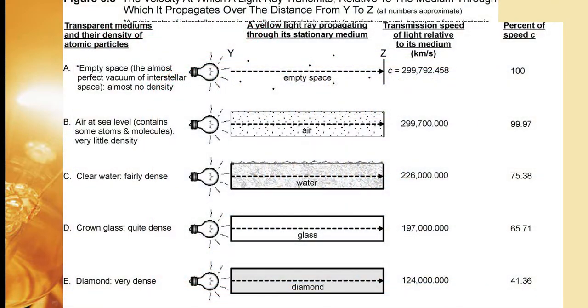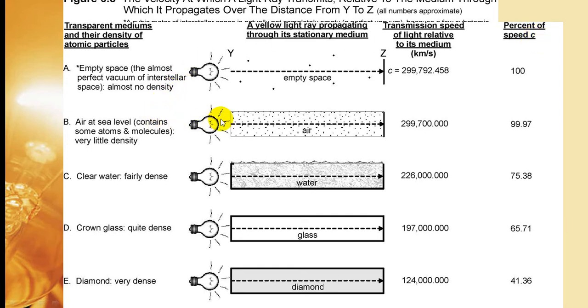It does travel through different things. I'm not sure if you can read the top of this up here, but we're looking at the way it propagates over a distance through different media. Through empty space, which is essentially a vacuum, it travels its fastest. There's that number, 299,792 kilometers per second. That's 100% of c. C represents the speed of light. Keep that in mind.